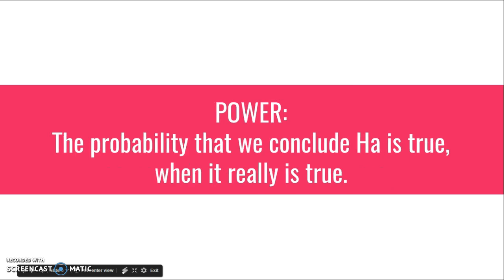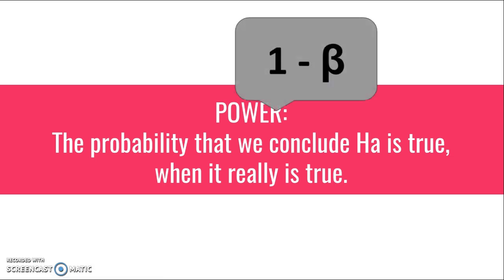Power is the probability that we conclude the alternate is true when it really is true. So there's two parts to that. Probability that we conclude the alternate is true when it really is true. Now, power is found by subtracting 1 minus beta, which is the probability of a type 2 error, or in other words, type 2 probability plus power will equal 1, is another way to think about it.